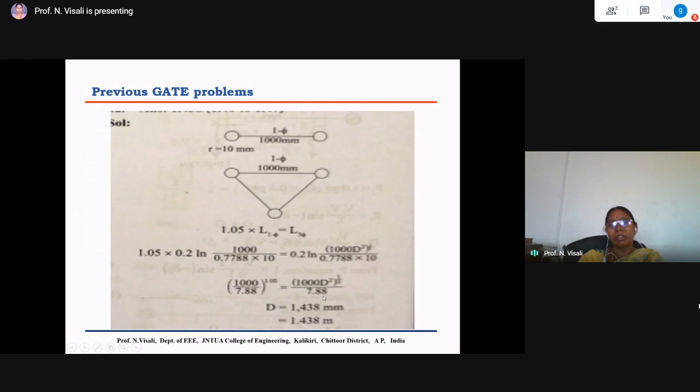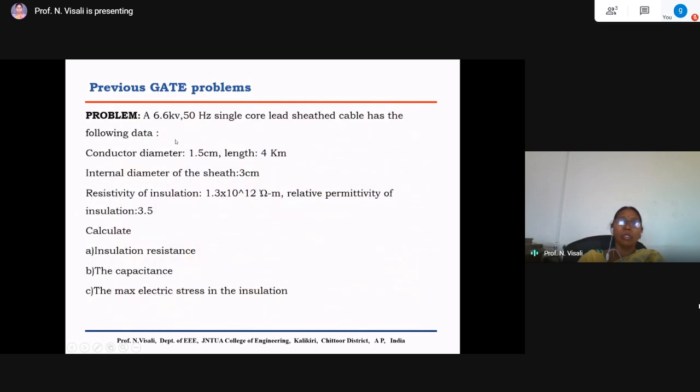Then, a 6.6 kV, 50 Hz single core lead sheathed cable has the following data. Conductor diameter is 1.5 centimeters. Length is 4 kilometers. Internal diameter of the sheath is 3 centimeters. Resistivity of insulation is 1.3 into 10 to the power of 12 ohm meter. Relative permittivity of insulation is 3.5. Calculate the insulation resistance, the capacitance, and the maximum electric strength in the insulation.